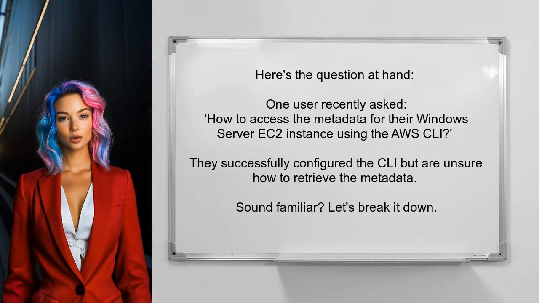So here's the question at hand. One user recently asked how to access the metadata for their Windows Server EC2 instance using the AWS CLI. They successfully configured the CLI, but are unsure how to retrieve the metadata from the link provided. Sound familiar? Let's break it down.